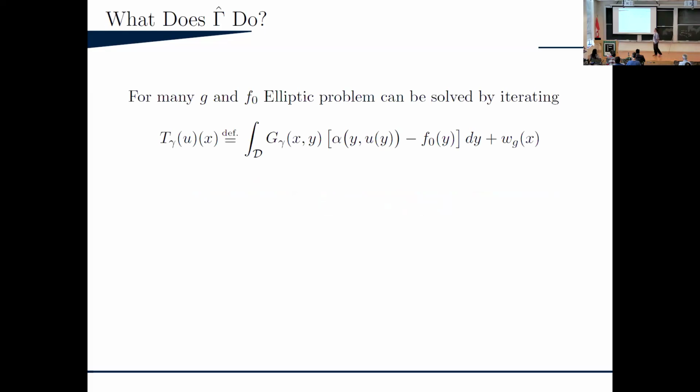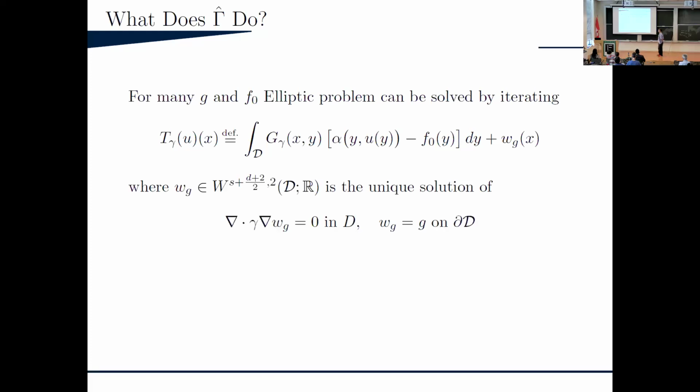One way to solve it, let's just fix a g and fix an F0, and understand that one case at a time. You can obtain the solution for reasonable g and F0 by iterating the following operator onto itself. So you can get it as a fixed point, right? And what is this operator? This is some nonlinear, non-local operator. It looks like this. There's some components.